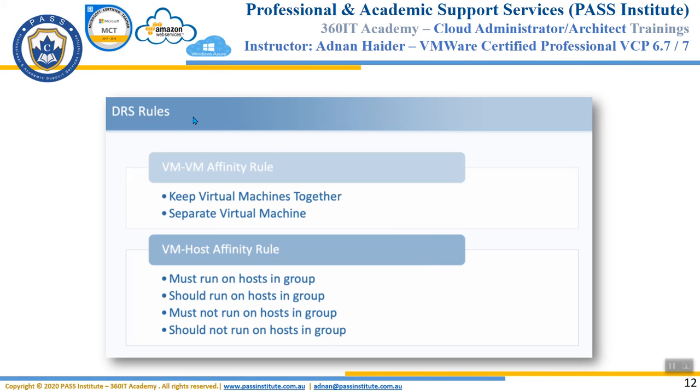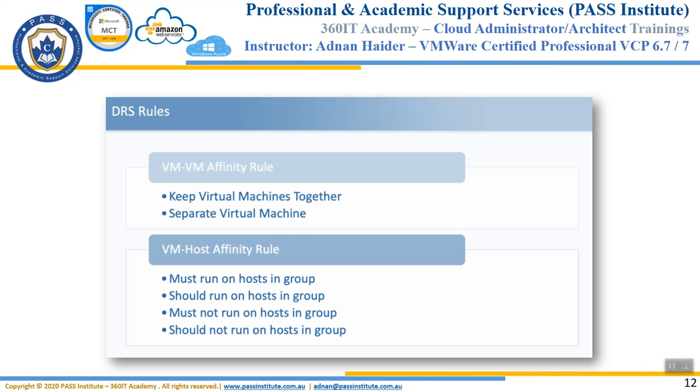Then there is actually one more thing. DRS has affinity rules: VM-VM affinity rules and VM-host affinity rules. An affinity rule will just say which VMs need to stay together on an ESXi host. So keep VMs together on an ESXi host, or separate virtual machines.